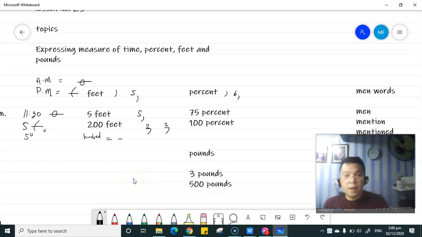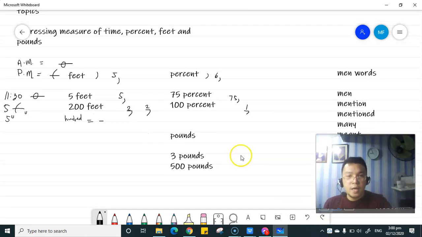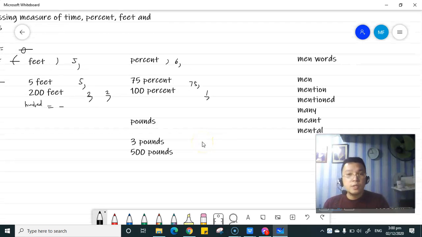Same with the 75%, or sorry, 100%. So 75, we have the comma S. Then 100%, of course. Sorry, class, it should be 1. And then followed by the N symbol below, then followed by the comma S. Okay? Are we clear?